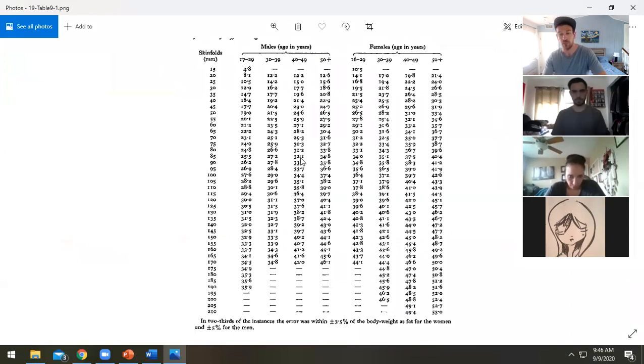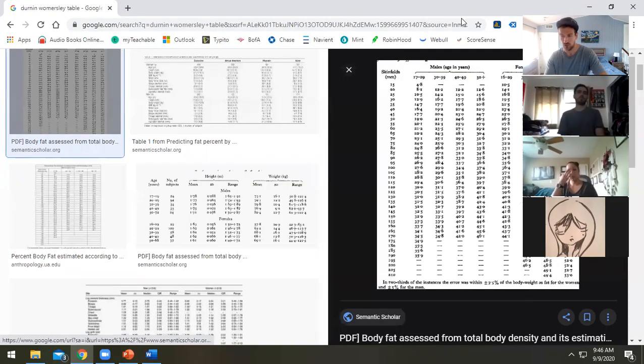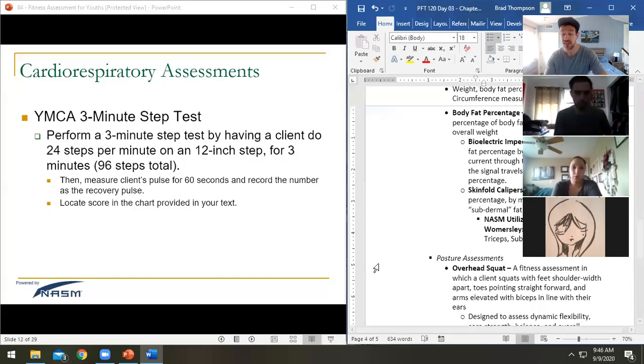So you would just total up all the number of folds, right? Let's say you had 65 millimeters worth of folds and your client is 30 to 39 years old, right? Then they have a body fat percentage of 24.3. And so that's how you do it. You do the sum of the folds, and you go over to the age. So that's how that works.